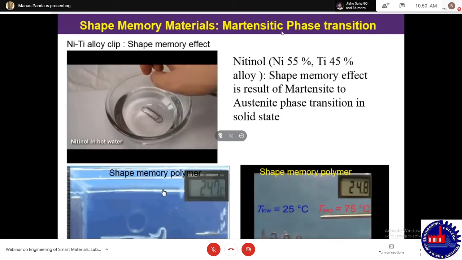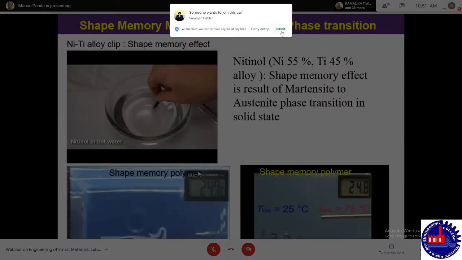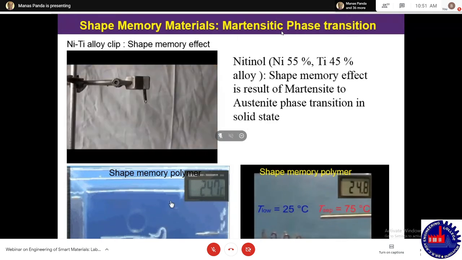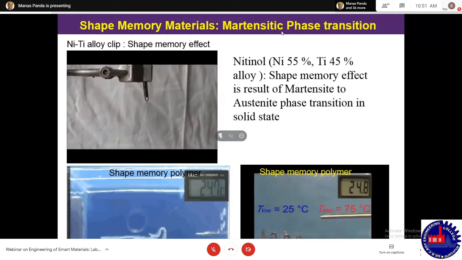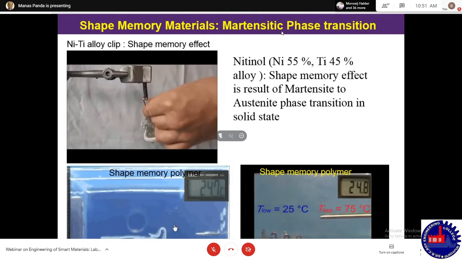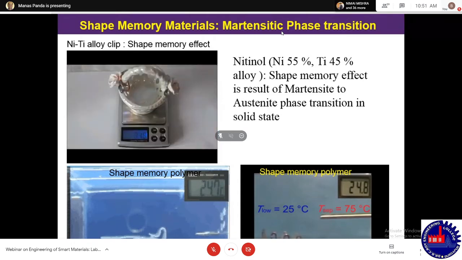Now, similar material has also been developed as an organic material. Organic polymers also show this kind of shape memory. You can see from the bottom left video over here. You can see how it is not playing. Okay, I think it has some problem, a coding problem.